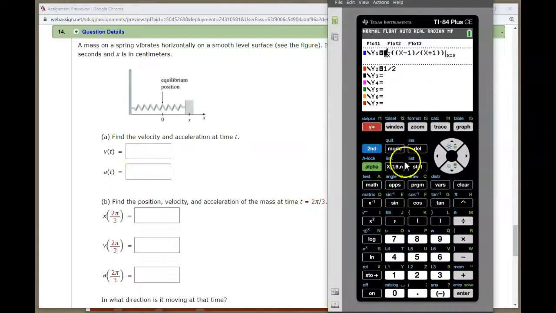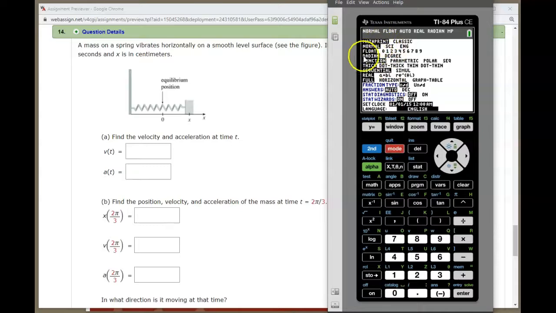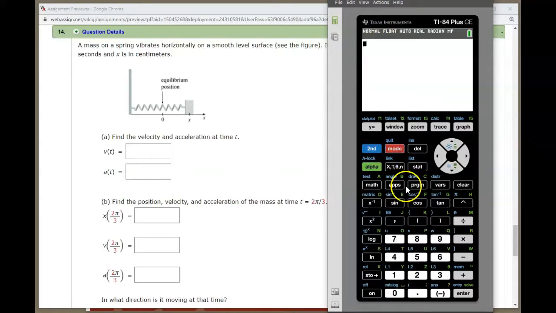Remember that with your calculator, if I want the sine of 2 pi over 3, I need to first make sure that my mode is set up on radians. So mode is radians, quit out of there. And the sine of 2 pi over 3, 2 second pi, pi is above the caret key here, divided by 3. Is that number.